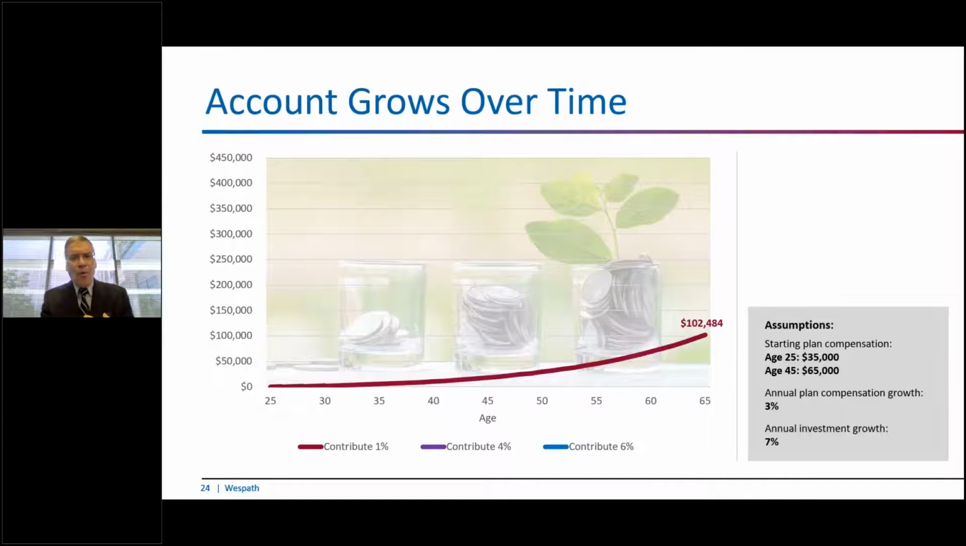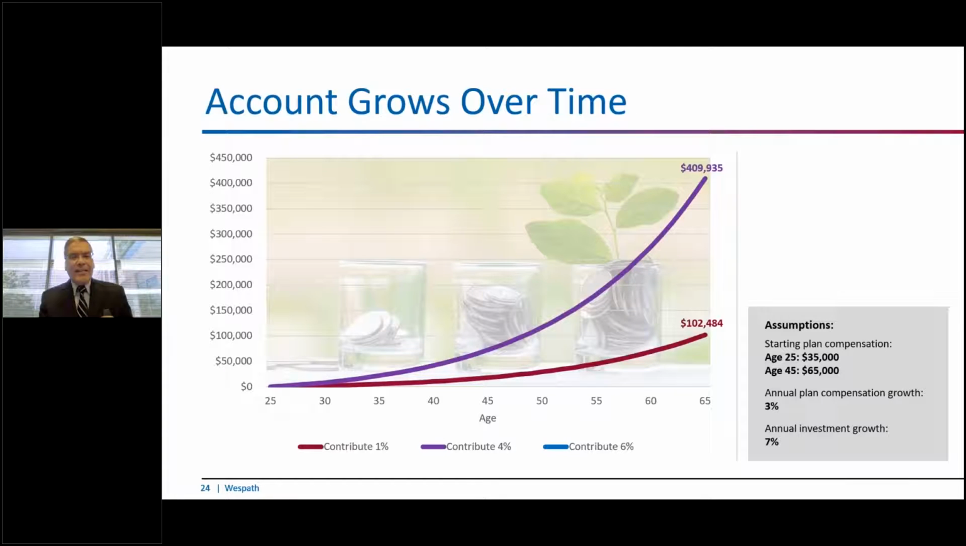Now, what if they said, well, I'm going to try to put in more. I will try to put in more than 1%. I'm going to try 4%. That amount is going to grow significantly higher than that 1% contribution. That's going to be a much bigger balance of over $409,000 with these assumptions at their retirement.